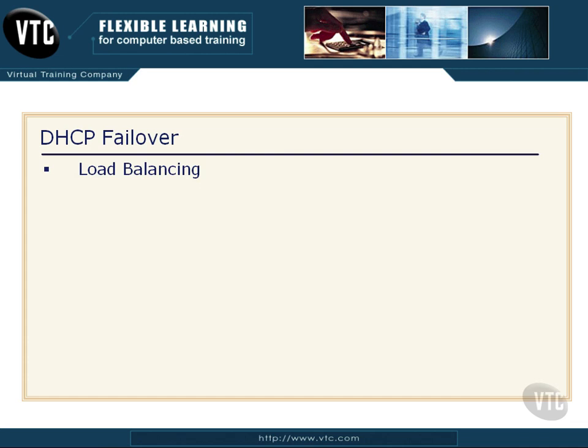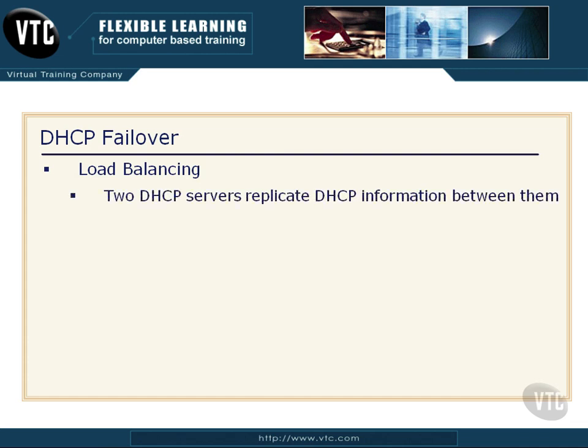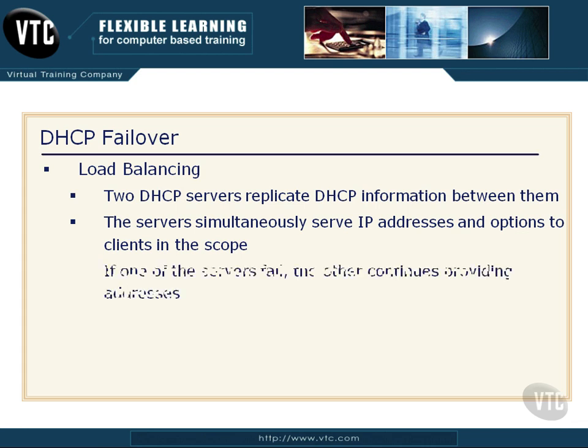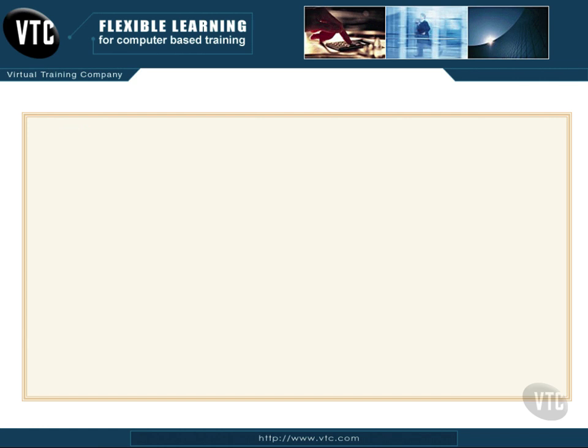In a load balancing situation, you're going to have 2 DHCP servers, and they are simply going to replicate DHCP information between them, and they're going to stay right in sync with each other, so they both have the same DHCP information. And the servers both simultaneously serve IP addresses and options out to clients. So we're basically spreading the load of all the DHCP responsibilities between 2 servers instead of just one. Now, this is kind of icing on the cake here. If one of these DHCP servers fails, the other picks up and just continues to provide addresses.